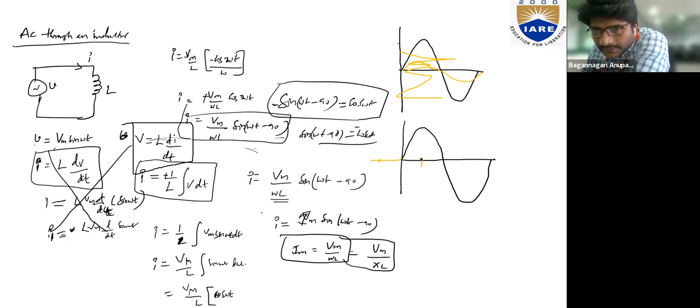So where is it? From here, the current starts. That is after 90 degrees. It will take up to 90 degrees. Now this waveform will be before 90 as well.